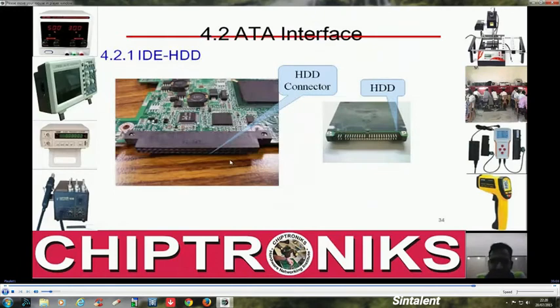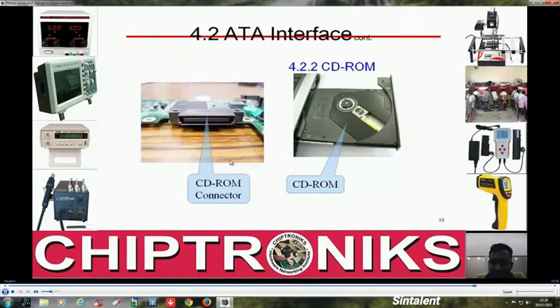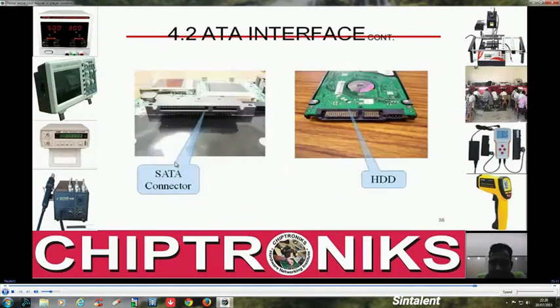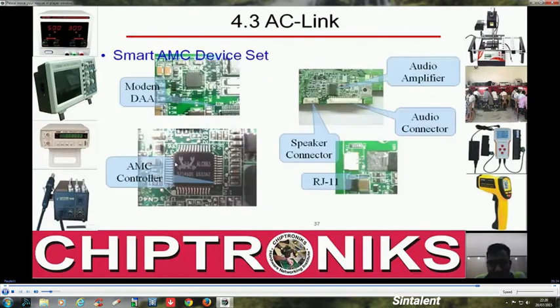This is USB. Then this is the SSD connector. Okay, this is the CD-ROM connector, and we are moving very fast because now we have to enter into the schematic. This is just a rough overview, and my students can just rewind this video if they want to understand it very well. SSD, and this is the smart AVC device set.